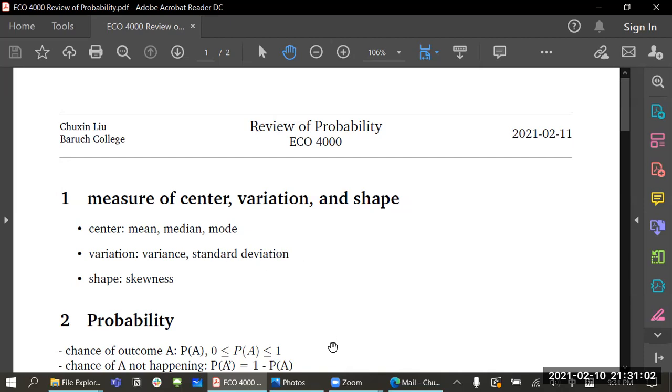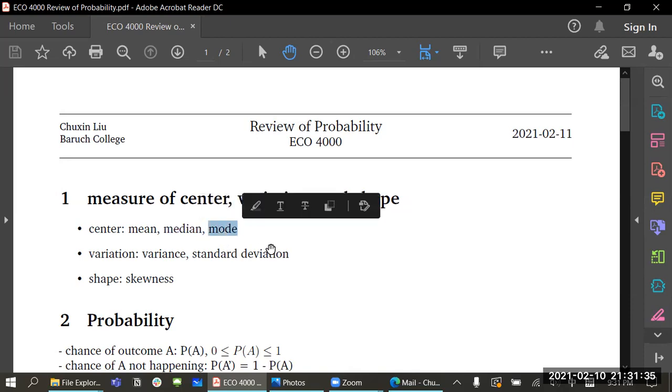Okay. All right. So let's take a look at the first part. We have measures of center, variation, and shape when it comes to measures of data. In terms of center, we have mean, median, and mode. Mean means average. Median means the number in the middle. If there are two numbers in the middle, then you take the average of the middle two.